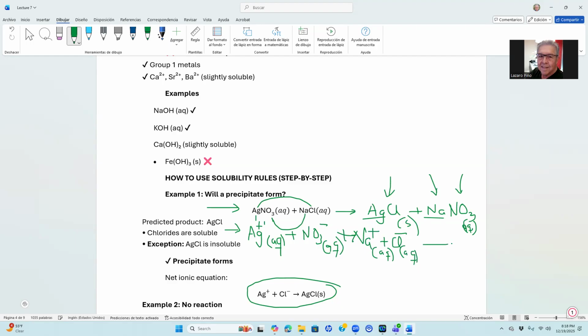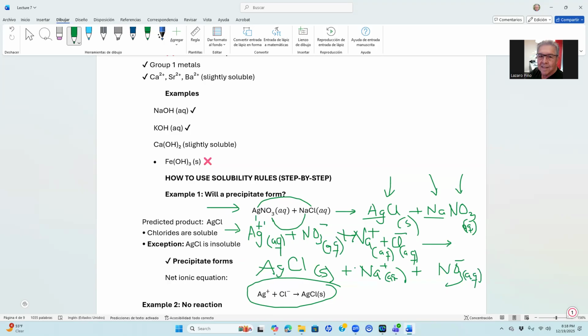But when you go after the arrow, I'm going to continue here. Well, what's going on? That silver remains as a solid with chloride. And then sodium is soluble, then you make it ionic. And the same thing for nitrate, that is also soluble. This is the ionic equation, the general ionic equation.